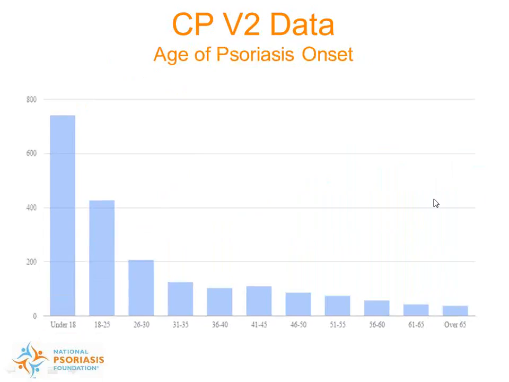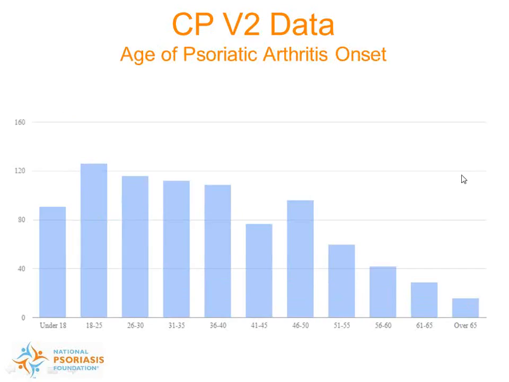If you're then to look at the age of onset of psoriasis in individuals on the site, you find that most of them developed it at an early age, which is kind of to be expected, with a little bit of a peak over here in the 40s for type 2 psoriasis. But overwhelmingly, people develop psoriasis at an earlier age. Psoriatic arthritis, as we may expect, has older ages of onset.